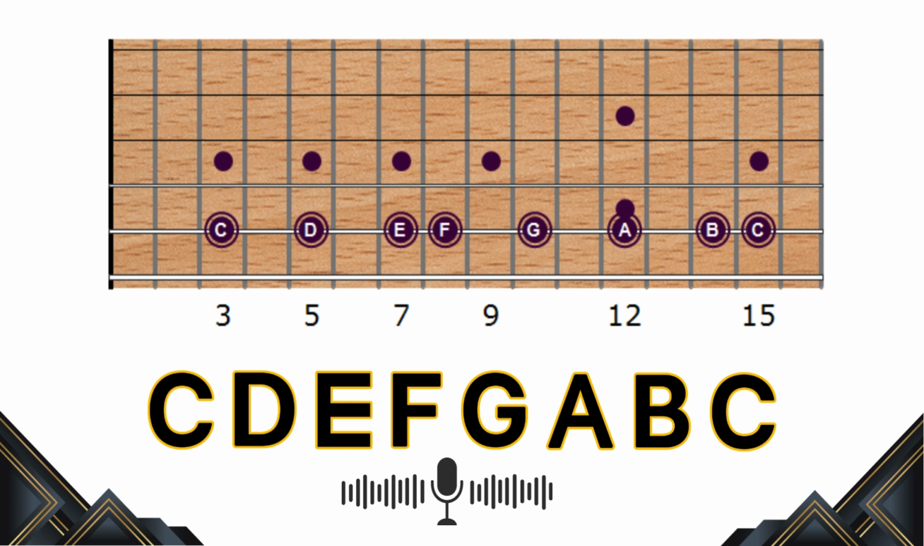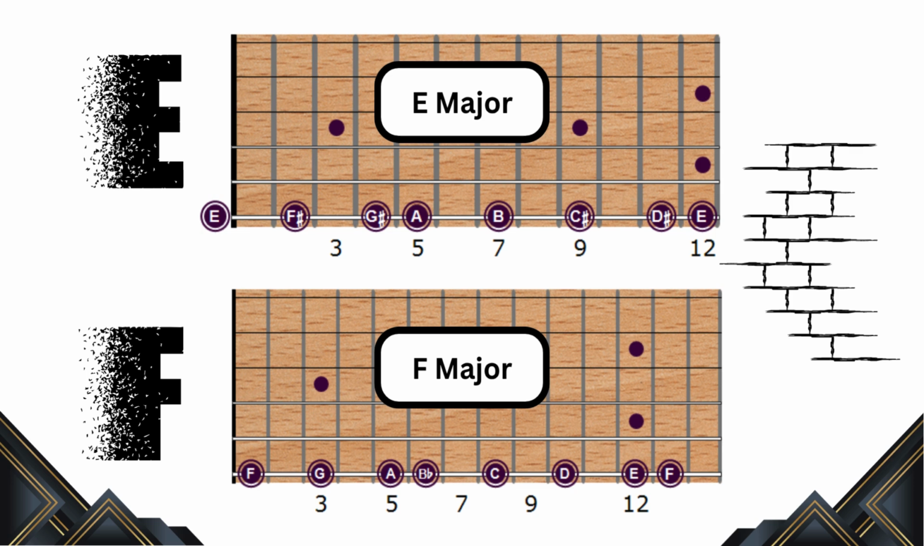Now compare that to a couple other keys. In the key of E, the notes are E, F sharp, G sharp, A, B, C sharp, D sharp. In the key of F, we have F, G, A, B flat, C, D, E. Each key will follow the same pattern of whole and half steps. We'll explore that soon. For now, just take a look at those examples and see if you can spot the pattern.